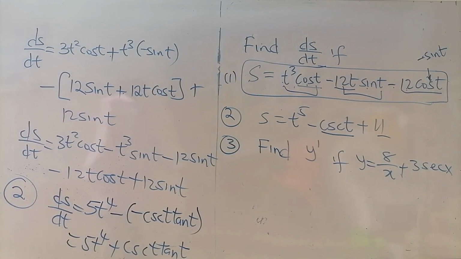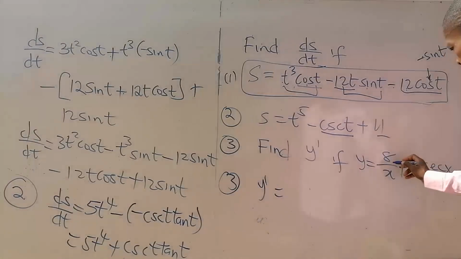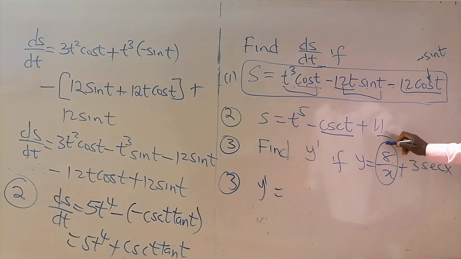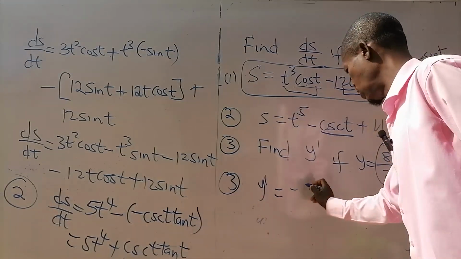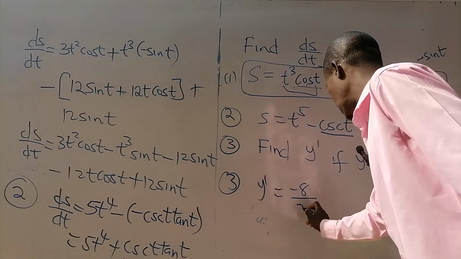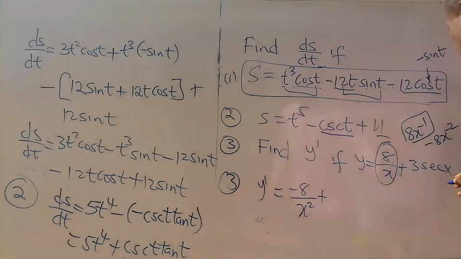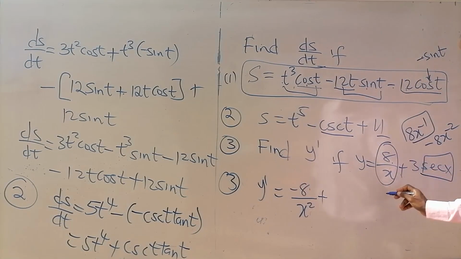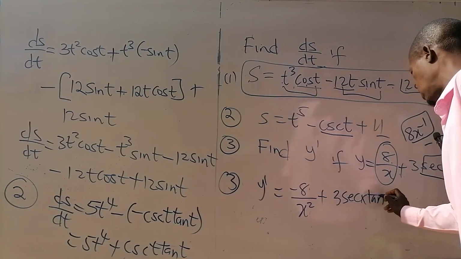Okay, on the final note, the third one, y prime will be equal to, if you differentiate this, you can do the algebra of this one, and that will be 8x minus 1. Okay, that's the algebra. If you differentiate, that will be minus 8x to the power minus 2, and that's what? Minus 8 over x to the power 2. Okay, then plus. If you differentiate sec, that will be what? That will be sec x tan x.